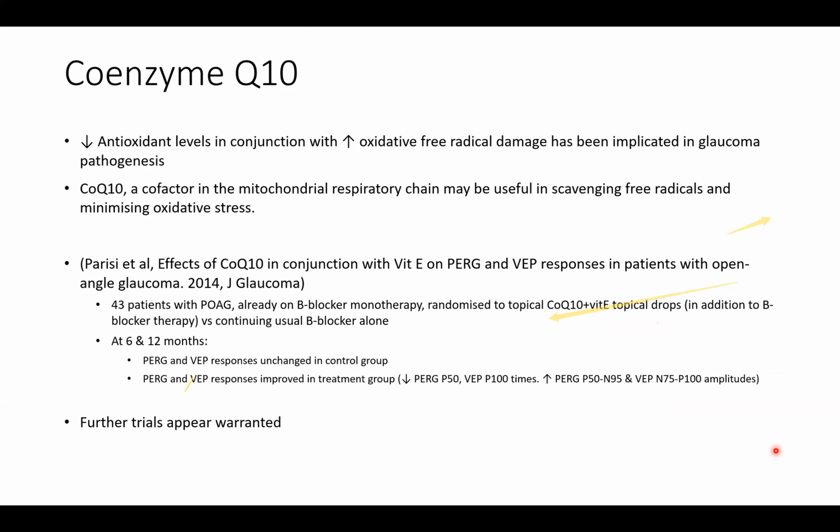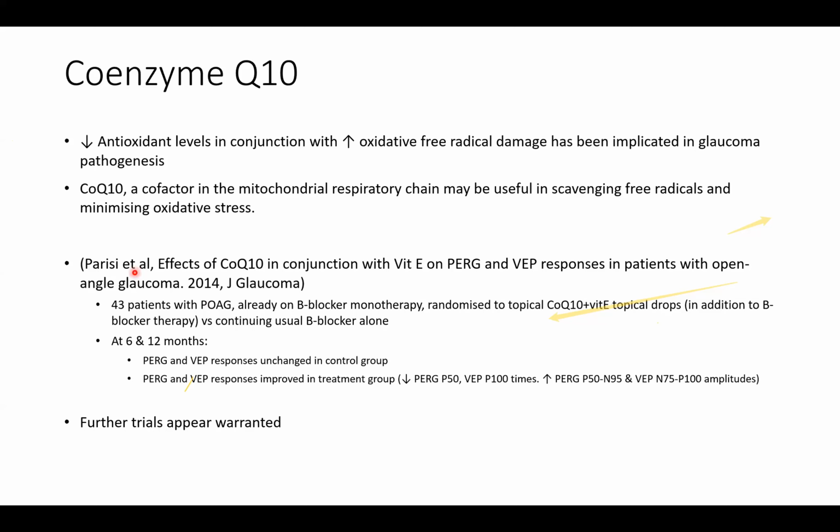Coenzyme Q10 is an agent which reduces oxidative damage. Reduced antioxidant levels in conjunction with raised oxidative free radical damage, as we discussed, has been implicated in glaucoma pathogenesis. CoQ10 is a cofactor in the mitochondrial respiratory chain and is thought to be an antioxidant by scavenging these free radicals.